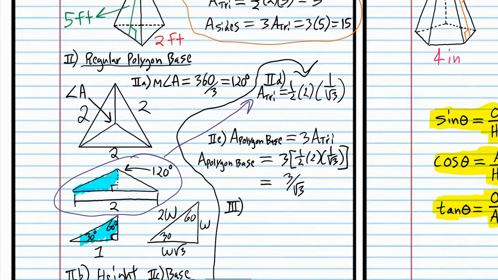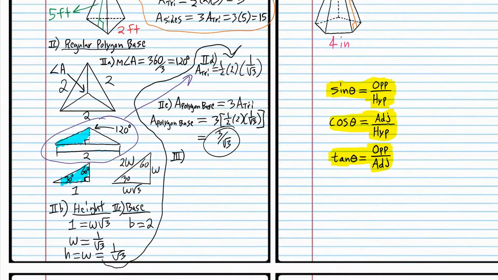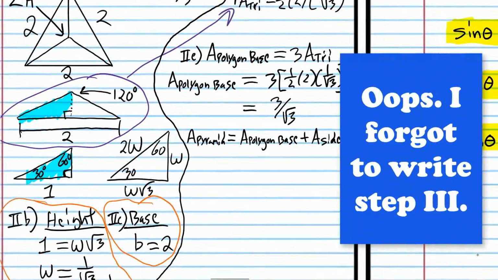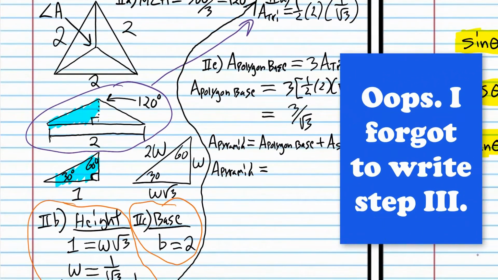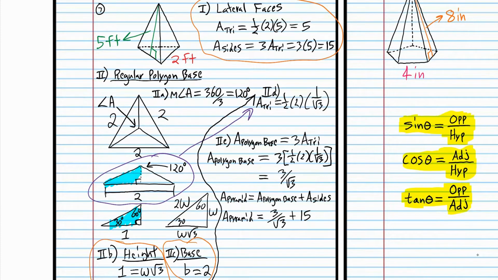So we have the area of the polygon base, and we have the area of the lateral faces. So the area of the pyramid is equal to the area of the polygon base plus the area of the sides. And the area of the polygon base we just found is 3 over root 3. And the area of the sides we found up there is 15. And the units are square feet.